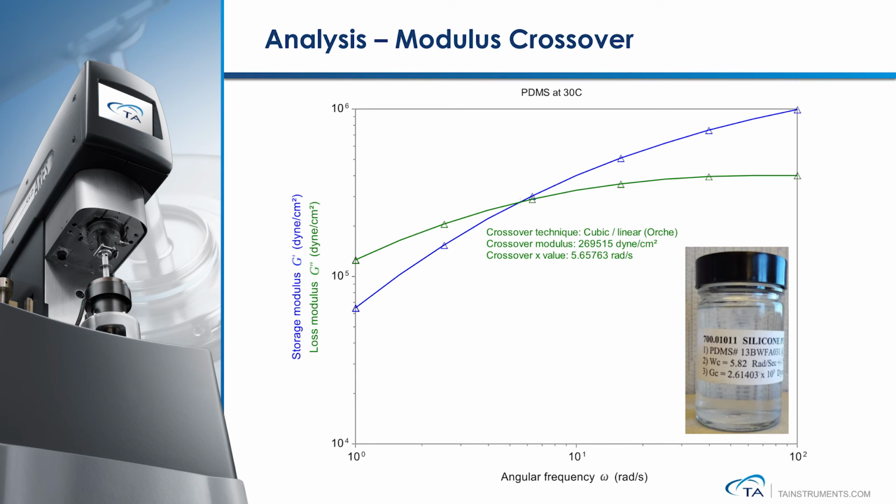Here we have performed the modulus crossover analysis on the PDMS frequency sweep data. The G crossover modulus and frequency are displayed on the plot. Compare your measurement results with the value labeled on the PDMS bottle. If the error is within 5%, it means that your DHR instrument is working properly and your experiment was all correct.